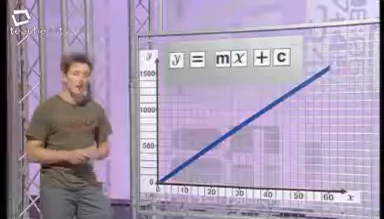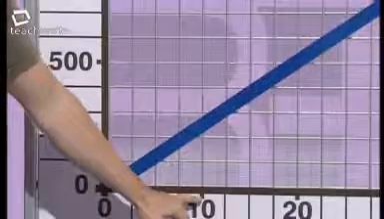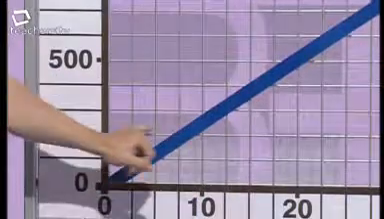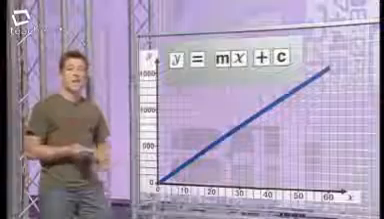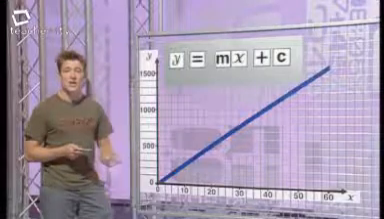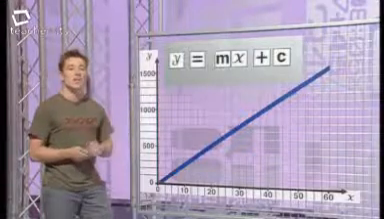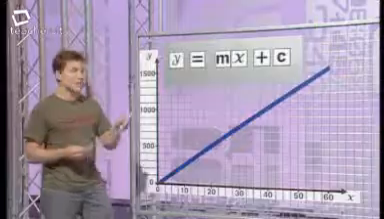On this graph, for every 10 units in the x direction, the graph goes up 250 units in the y direction, which is the same as saying for every 1 unit in the x direction, the graph goes up 25 units in the y direction. So the gradient is 25.